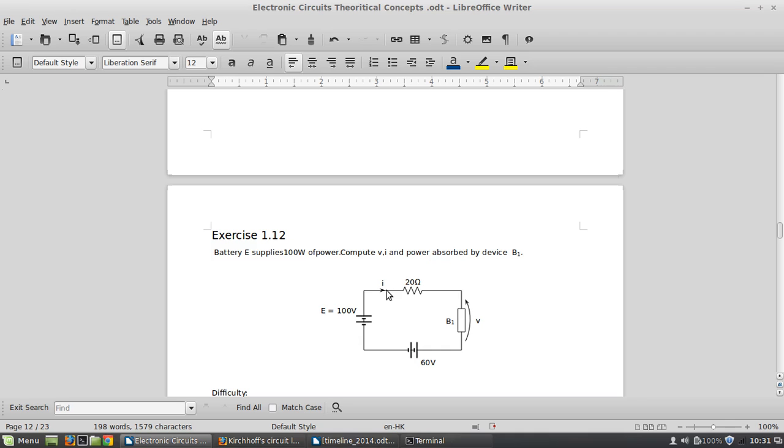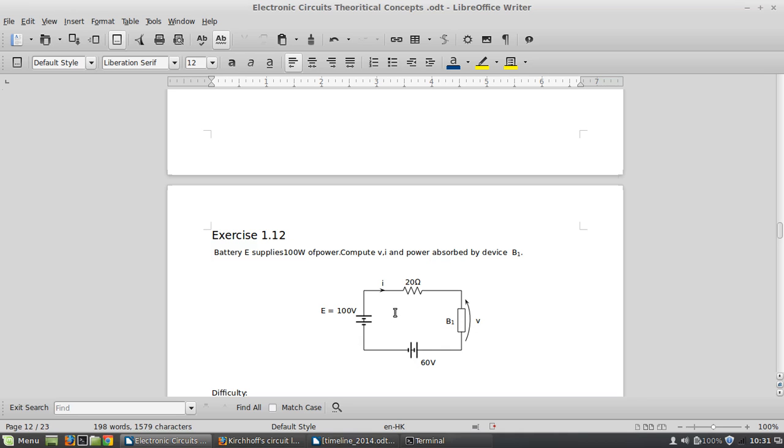Power 2, you can also see minus 4 watt. Alright, so let's begin exercise number 12 then. And here the battery, this battery P is given, and what it supplies is 100 watt of power, and the voltage here is 100 volt. So what you have to complete is the unknown voltage V, the unknown current I, and the power absorbed by the device V1.